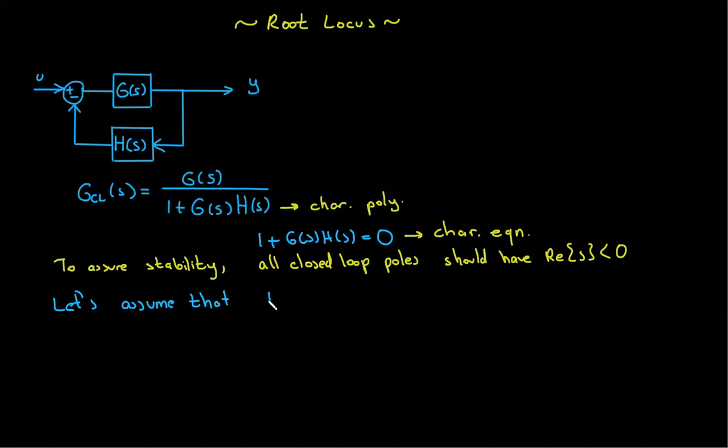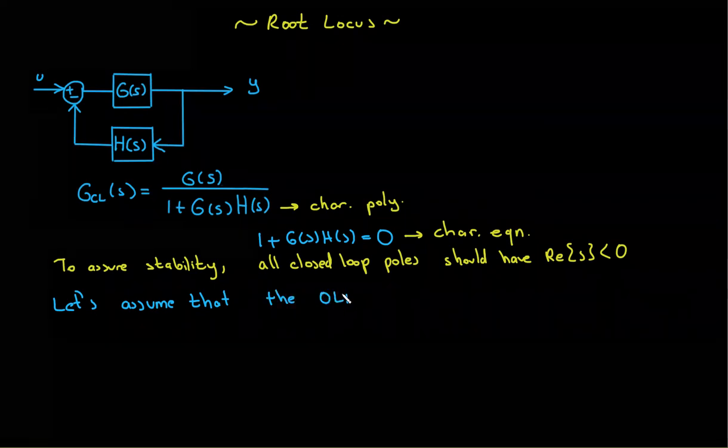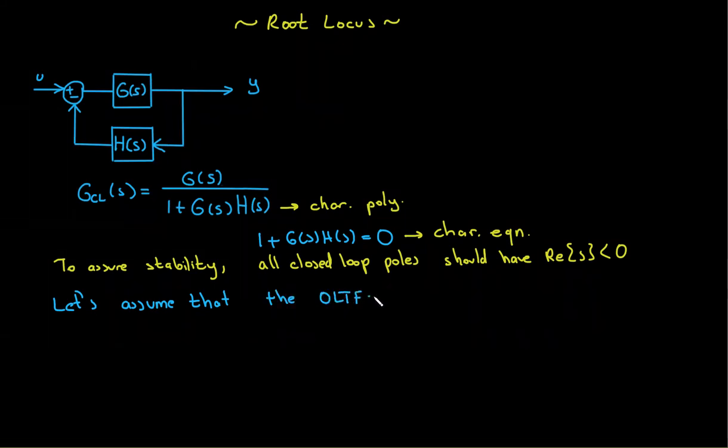our open loop transfer function, what is the open loop transfer function, by the way? That is equal to G of S times H of S, right? That is the open loop, so you multiply the gains in this loop, G of S times H of S. Assume that it is equal to K times N of S divided by D of S, okay?